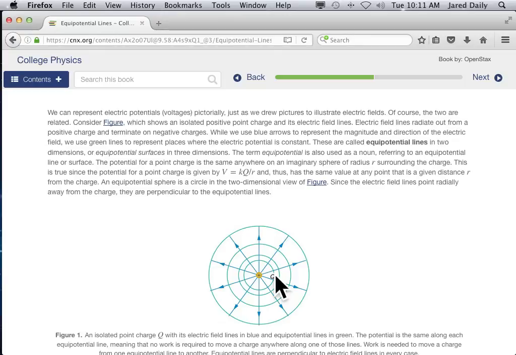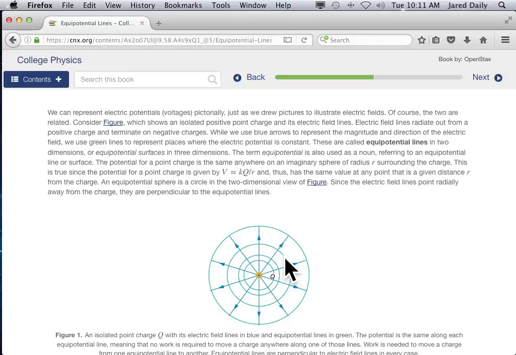So here is a positive charge with its blue field lines pointing out like the spokes of a wheel. And these green lines are actually places where the electrical potential is equal. So if I walk along this green line right here, my potential energy will always be the same if I have some charge. If I'm an electron, I can sit right here on this line and I can go around and around and around, and I won't lose or gain any energy.